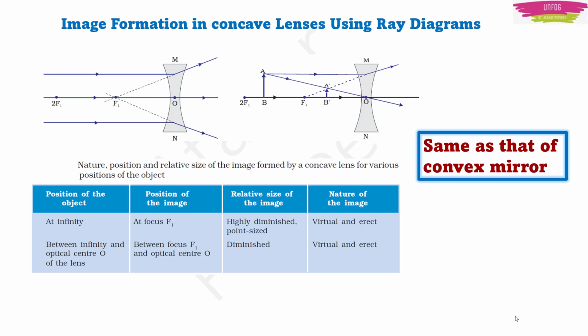Only the names are slightly different. There we had pole, here we have optical center. There we had center of curvature, here we address the center of curvature as 2f. If it is on the left hand side, it will be 2f1. If it is on the right hand side, it will be 2f2. But for a concave lens, everything is on the left hand side only.